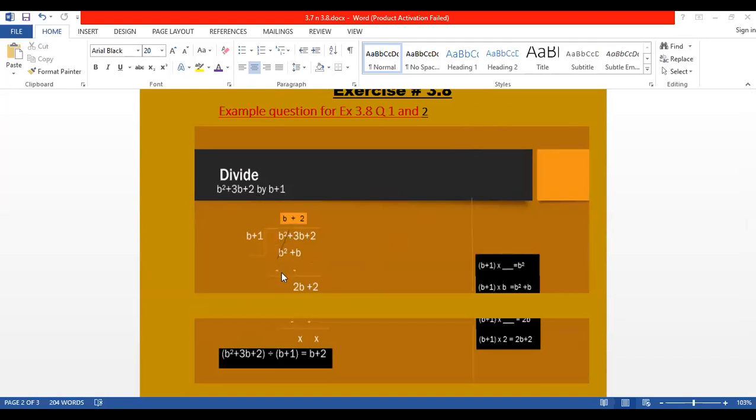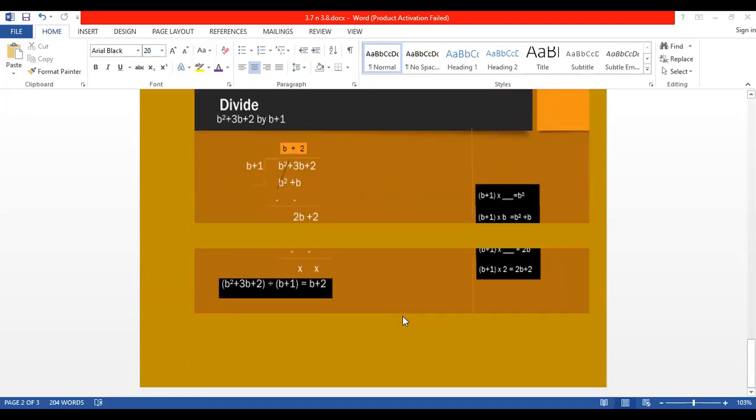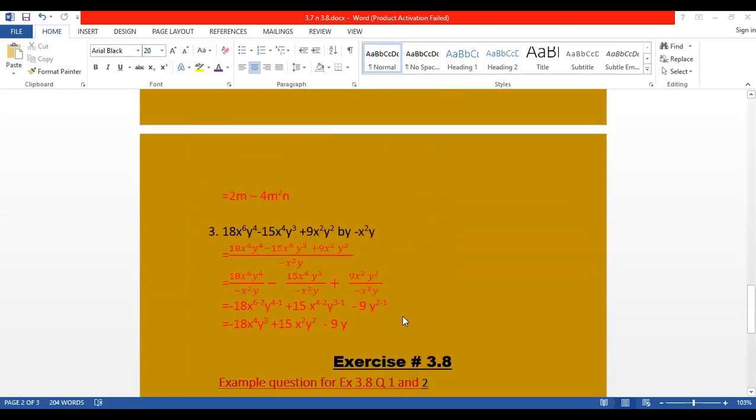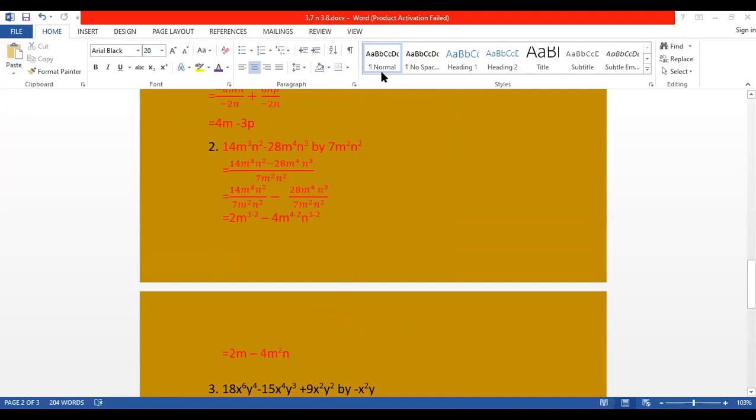You have to follow this method. You have to draw the rough column. It's compulsory, otherwise you will not get any marks. You have to draw the rough column and do the steps in the same way. Is it clear, everybody? Clear, students? Any question? Clear, everybody?